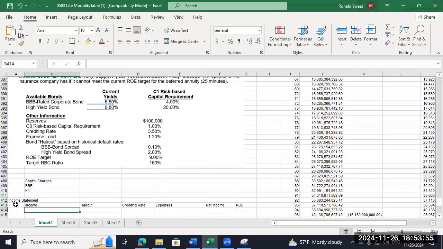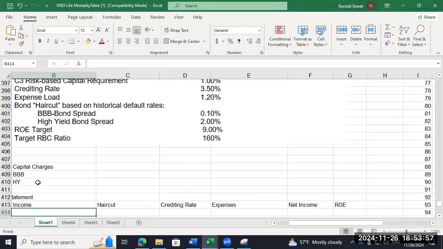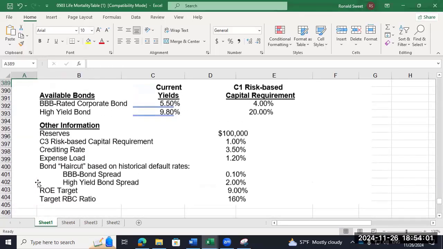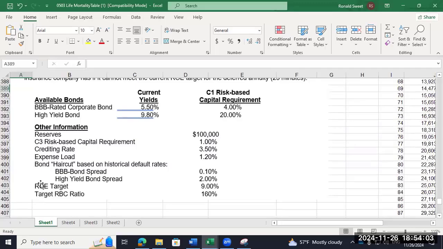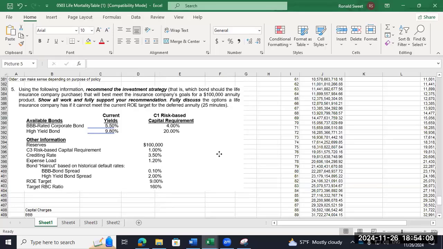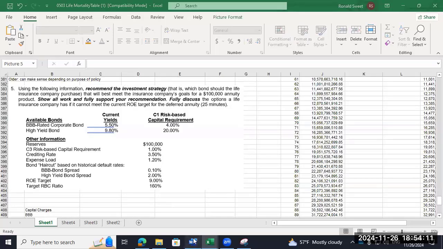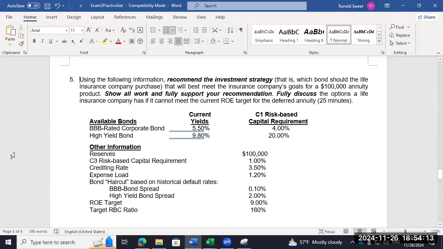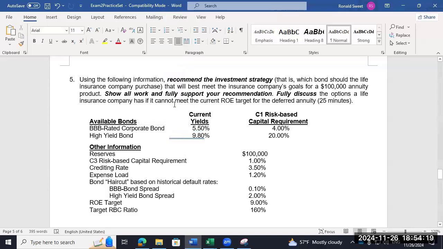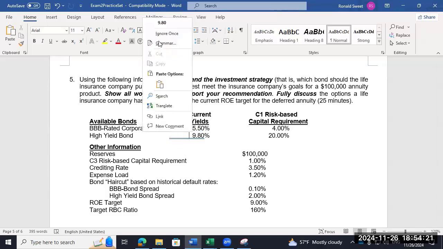I'll let you get started on that one. Boy, it's hard to get this to fit all on the screen. So hopefully you can all see that. I'll go back to the Word because it's a little easier to see. All right, so set that up. Start with the capital charges, and then set up the income statement.